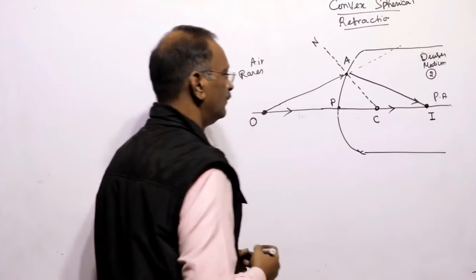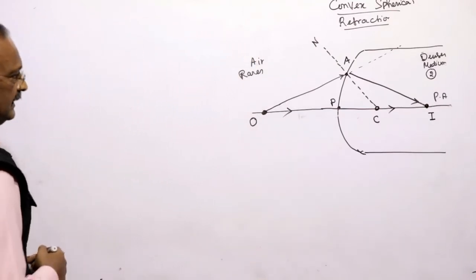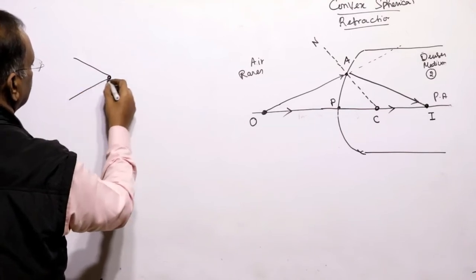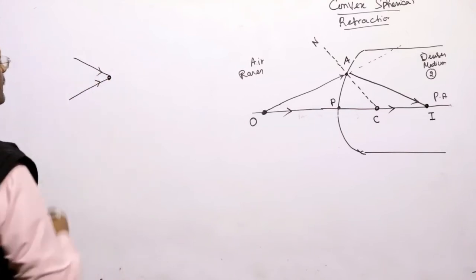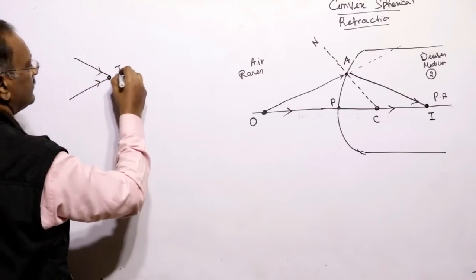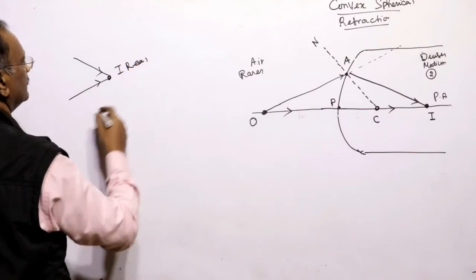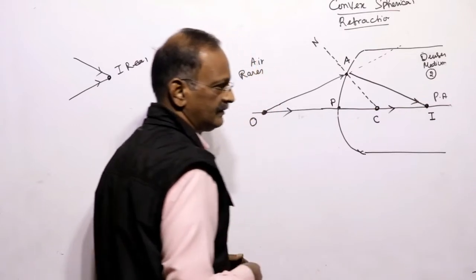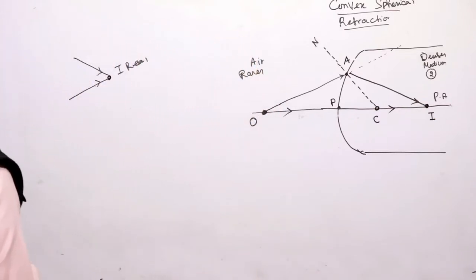At this point, they are intersecting, forming the image of the point object. So it is a real image. Why do we call it a real image? If two rays are coming and actually intersecting at a point, and the image is formed there, that image is real. Actually two rays are intersecting here. So this is a real image.